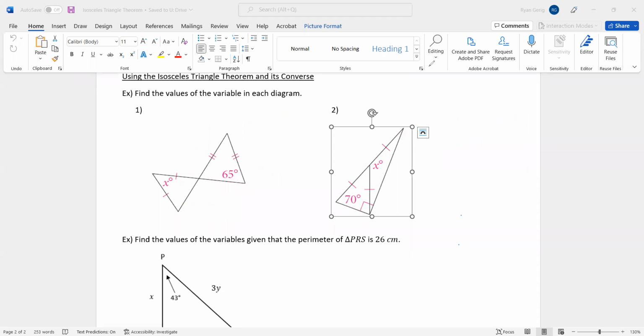Real quick. So I know this angle here is 70. I also know that that's a right angle, right? So if that blue dot is 70, this red dot here has to be 20. Well, if that's 20, then that's 20 because of the isosceles triangle theorem, which says that these two angles are equal. Well, 20 plus 20 is 40. X is what's left. It's 140. Okay, so another way of getting the same answer.